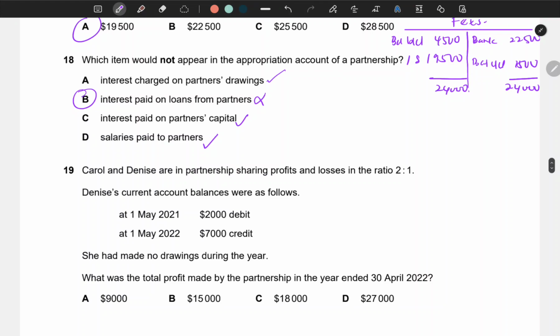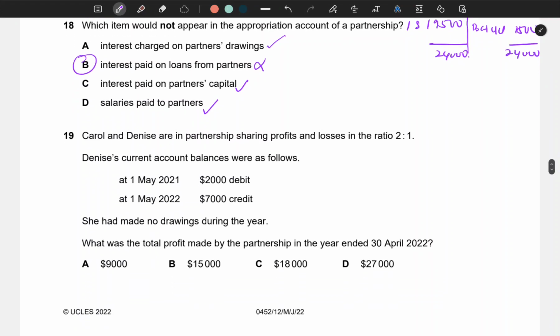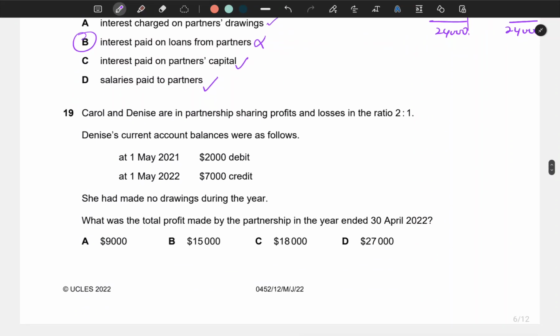Okay, Carol and Dina are in partnership sharing profits and losses in the ratio 2:1. Dina's current account balances were as follows. She had made no drawings during the year. What was the total profit made by the partnership in the year ended 30 April? They want the total profit, so they give us Dina's current account.